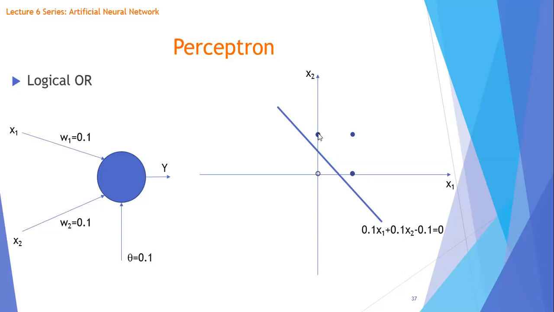Same thing for this one, you will also get a high. And this one, when both are 1, you get 0.1 plus 0.1, 0.2 minus 0.1, you get 0.1, step of 0.1 is high. You can clearly see here that by putting the weights at 0.1 and the bias threshold at 0.1, you're able to replicate the OR operation.